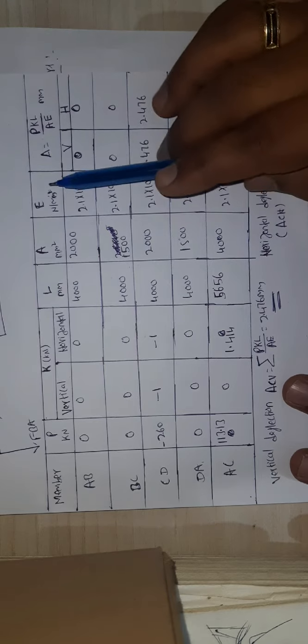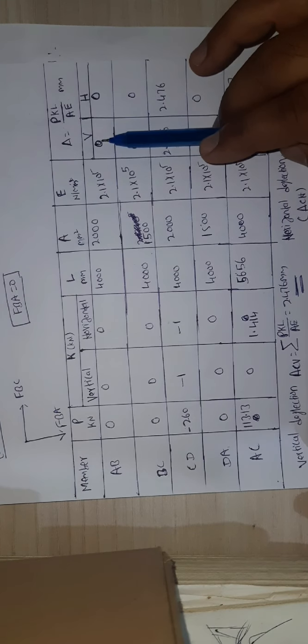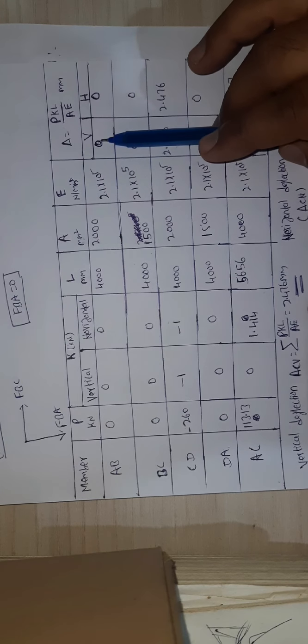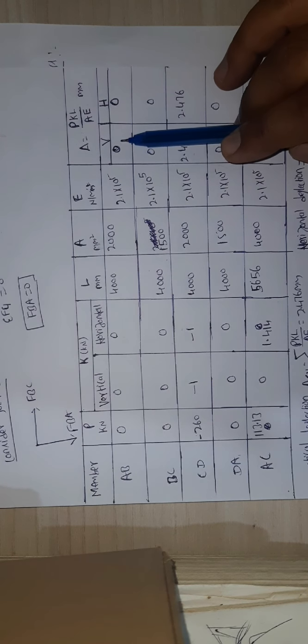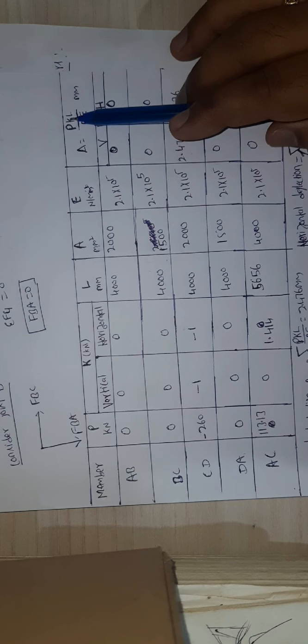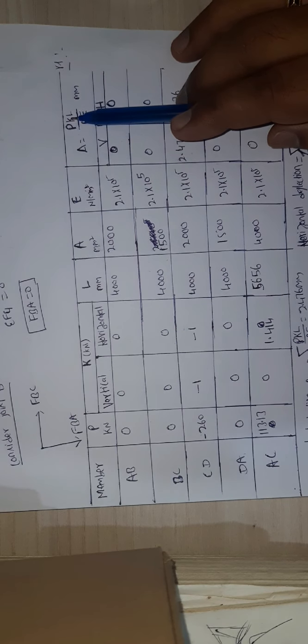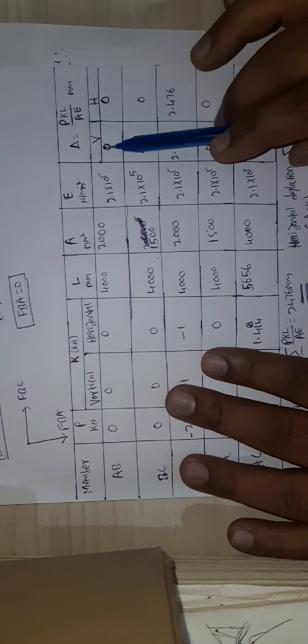So write down all those things. E is what? 2.1 into 10 raised to 5. It is also given. Then calculate delta equals to what? PKL by AE. Now you calculate the delta of each member, meaning the deflection of each member. What is the formula I have to use? Delta equals PKL by AE. Now calculate the vertical deflection. Vertical deflection means you need to take the external force and the vertical unit forces. PKL is due to the unit vertical load. If you are finding that, you need to take it. Then find out the delta for each member.